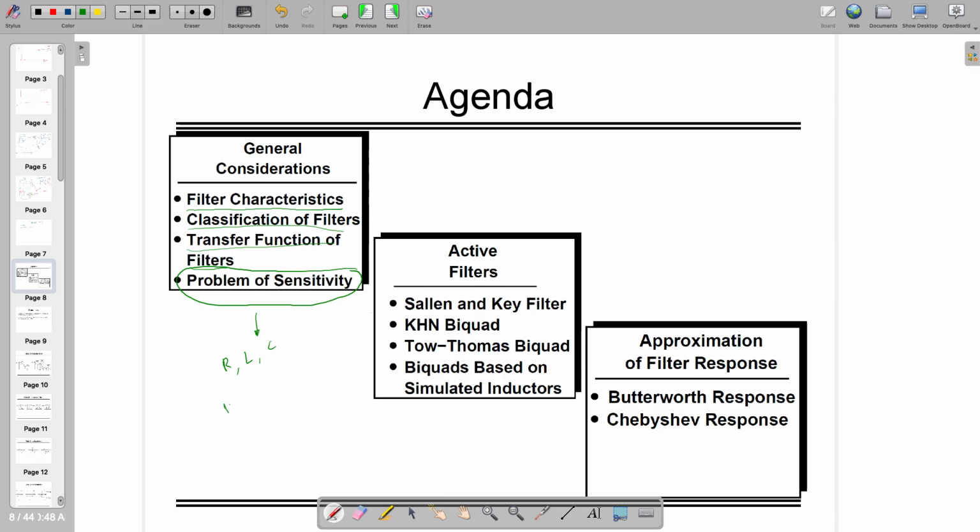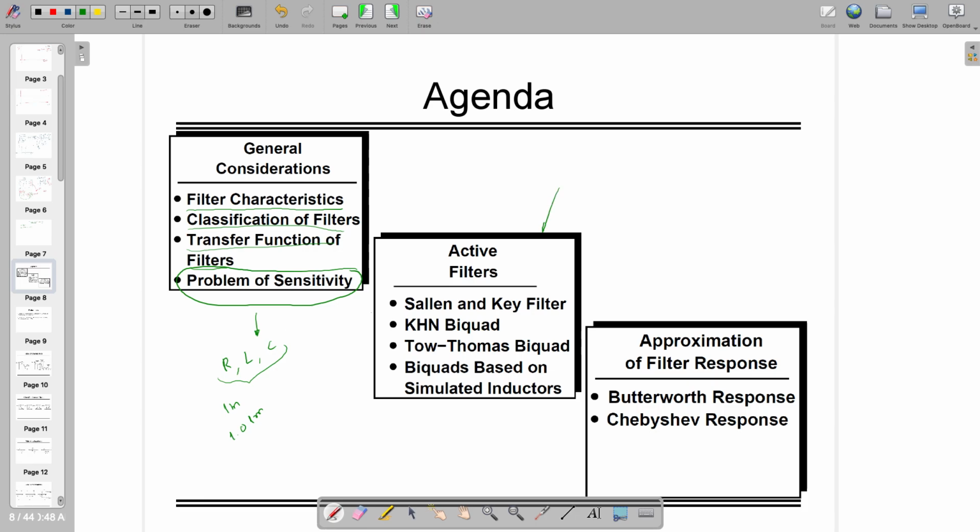If I'm changing from 1 millihenry to 1.01 millihenry, and the entire thing changes. So if a particular transfer function is so sensitive to a particular device, you need to make sure that you address that problem, and you have to make the transfer function such that the sensitivity problem will be lesser, or it will be distributed among all the particular components.